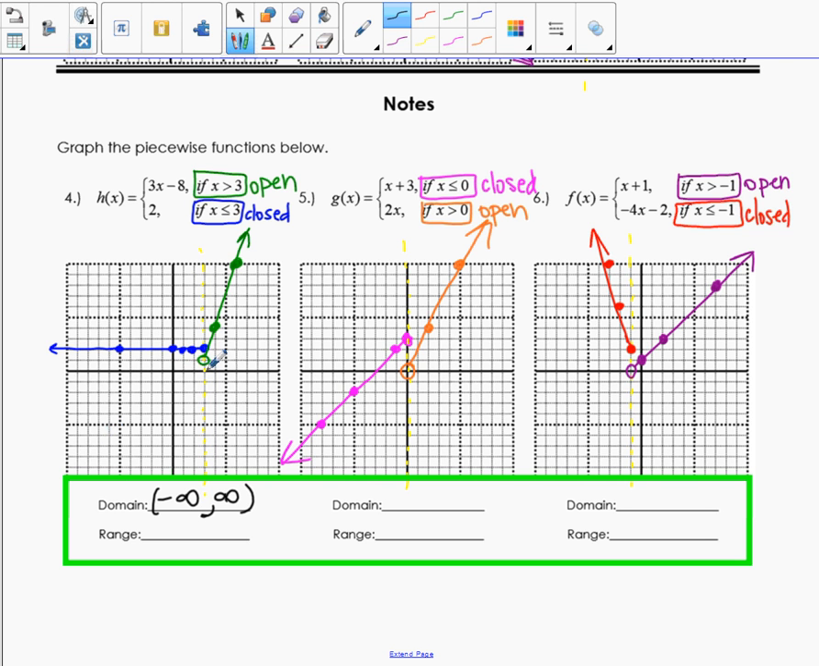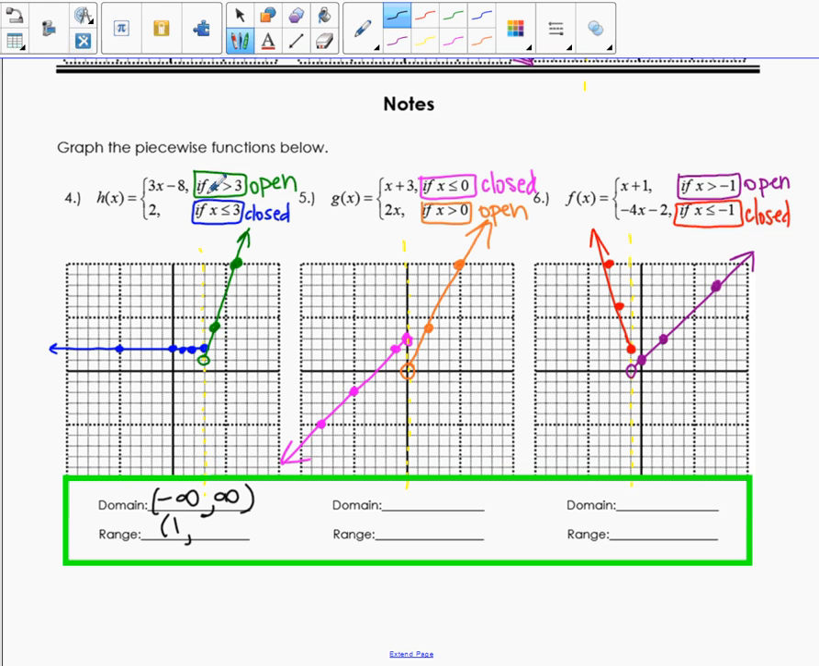The graph doesn't start until a y value of 1. And at that point, the smallest y value we're getting here, remember the yellow line is just your breaking point. It's not part of your graph. The smallest y value we're getting here is 1, and it's an open circle. So that needs a parenthesis.